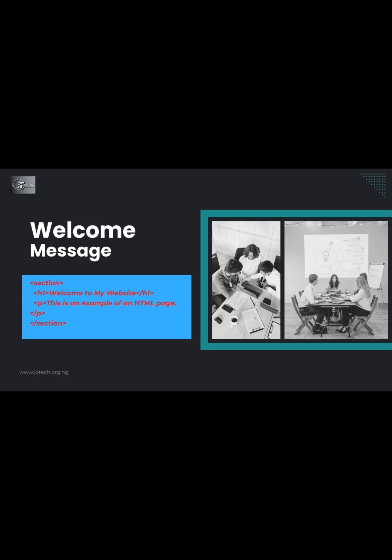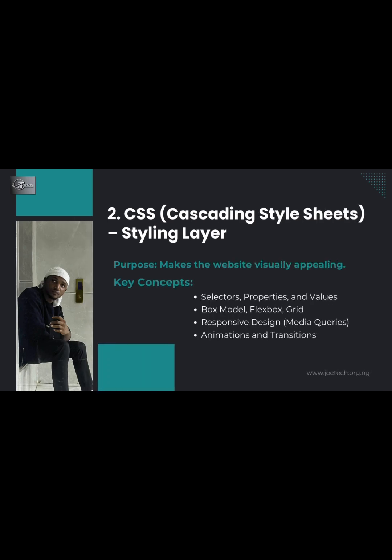Let's go over to CSS quickly. The styling layer. CSS, or Cascading Style Sheets, makes your website look good. It controls the color, layout, spacing, and responsiveness. Key concepts include selectors and properties like color, padding, and margin. Another thing includes layout systems like Flexbox and Grid. Responsive design using media queries, smooth animation, and transitions. With CSS, you bring your HTML to life visually.